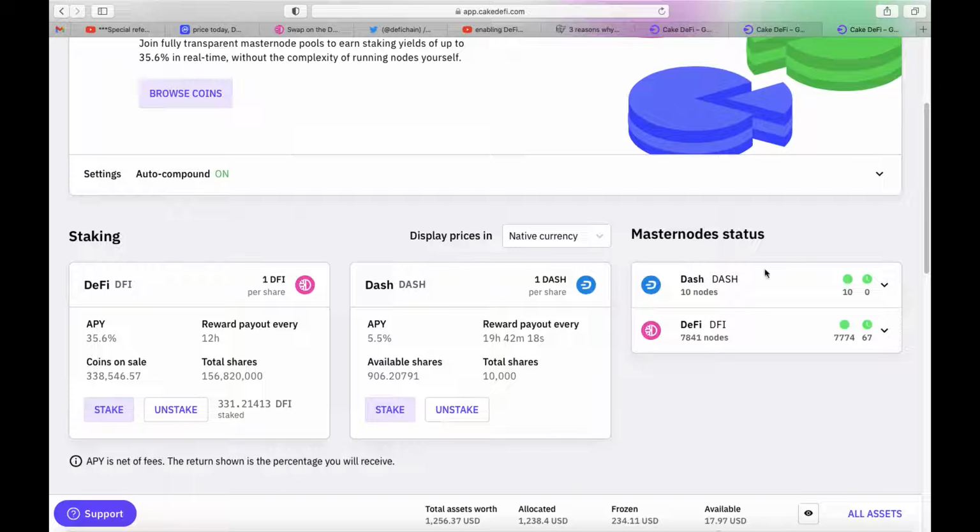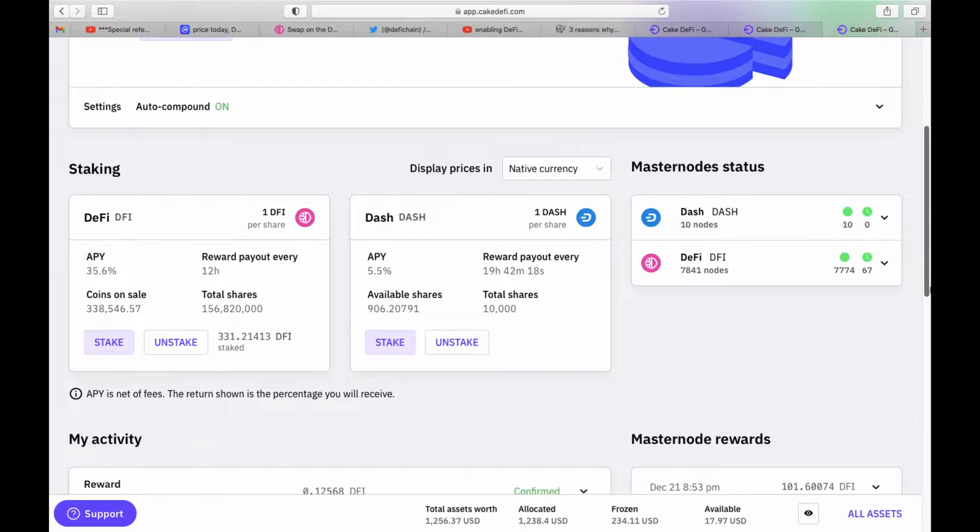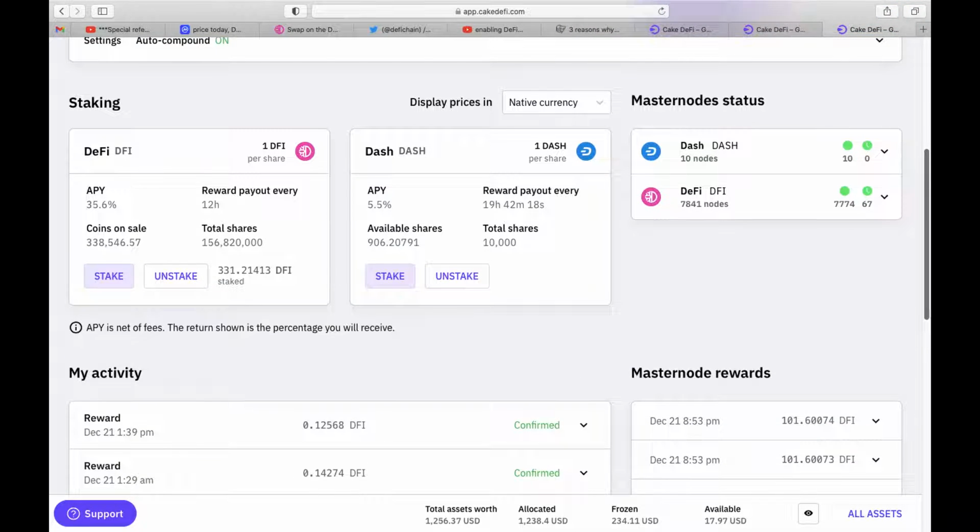At the moment, we've got 331 DFI staked. They also do Dash. They don't do many, as I say, it's very limited. It's literally, obviously, their own token and Dash. I thought by now perhaps we'd have had some more, but we don't, but fine. They've got the Masternode status there, and you can see they're on the rewards.